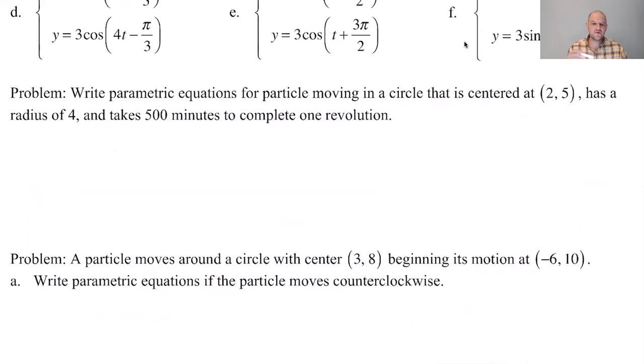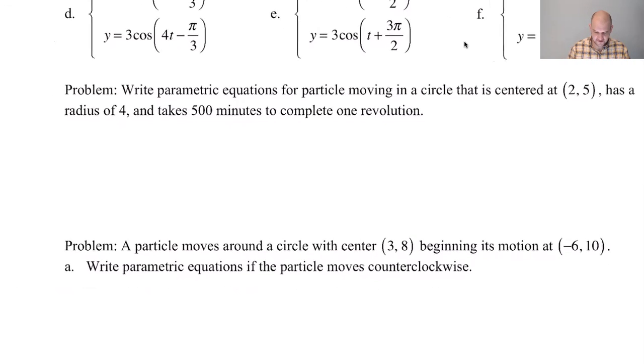Write parametric equations for a particle moving in a circle centered at (2, 5), has a radius of 4, takes 500 minutes to complete one revolution. Notice it doesn't tell us which way to go. If it doesn't tell us which way to go, that's secret code for counterclockwise. And it doesn't tell us where to start. That's secret code for start at the rightmost point. Why am I choosing those things? Because of the unit circle. So basically we're just messing around with the unit circle here.